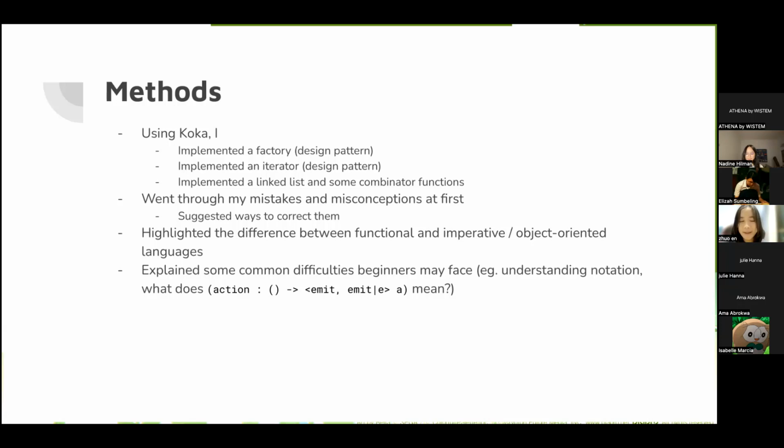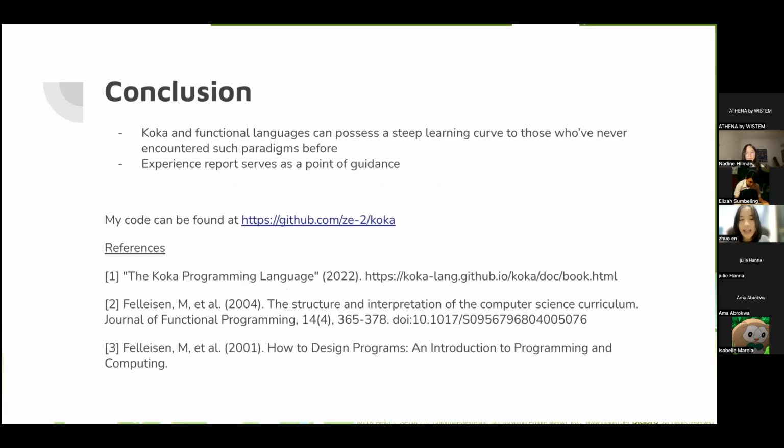To summarize what I did in my paper, I go through my experience in understanding how algebraic effects, data structures, matching, and many other elements of Koka work. I explain my initial thoughts and misconceptions for tackling these challenges and suggest ways to correct them to align it with functional programming. In conclusion, Koka and other functional programming languages possess a steep learning curve, especially to those who have never encountered such paradigms before. I hope that this experience report will serve as a good point of guidance for those attempting to understand the functional programming paradigm. I have linked the code I wrote below and the references I've used.